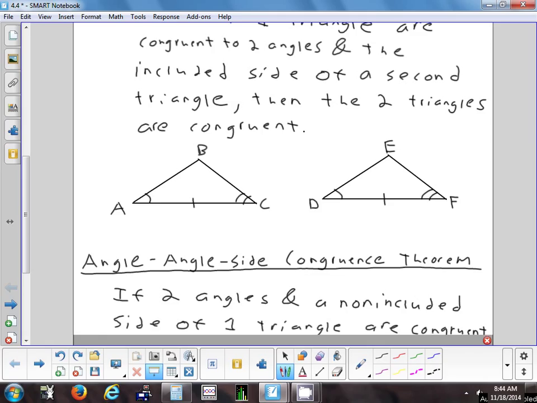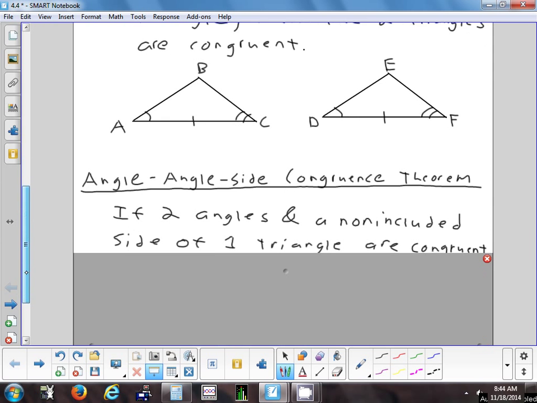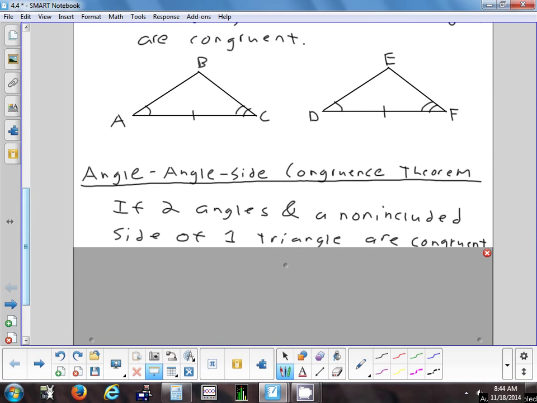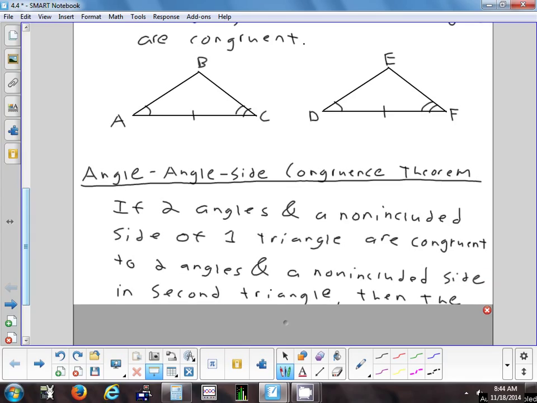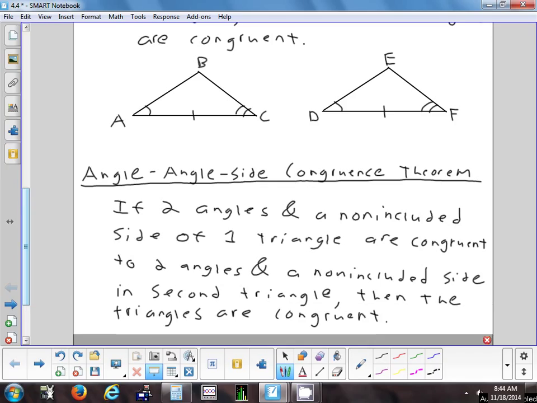So in this one it says if you've got two angles and a non-included side, a side that is not between the two angles. So two angles and a non-included side of one triangle are congruent to two angles and a non-included side in a different triangle, then your triangles are congruent.